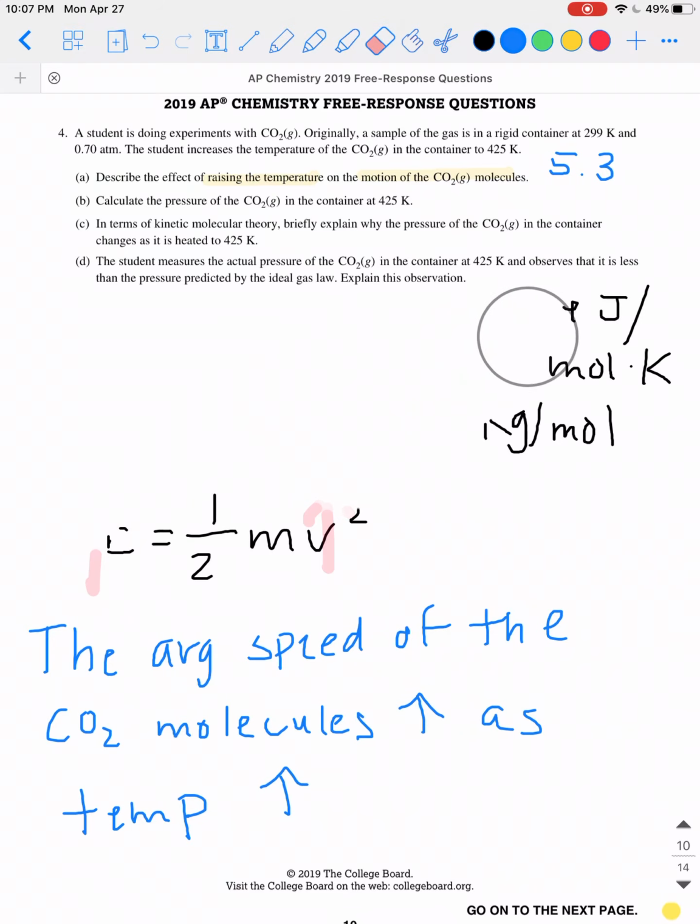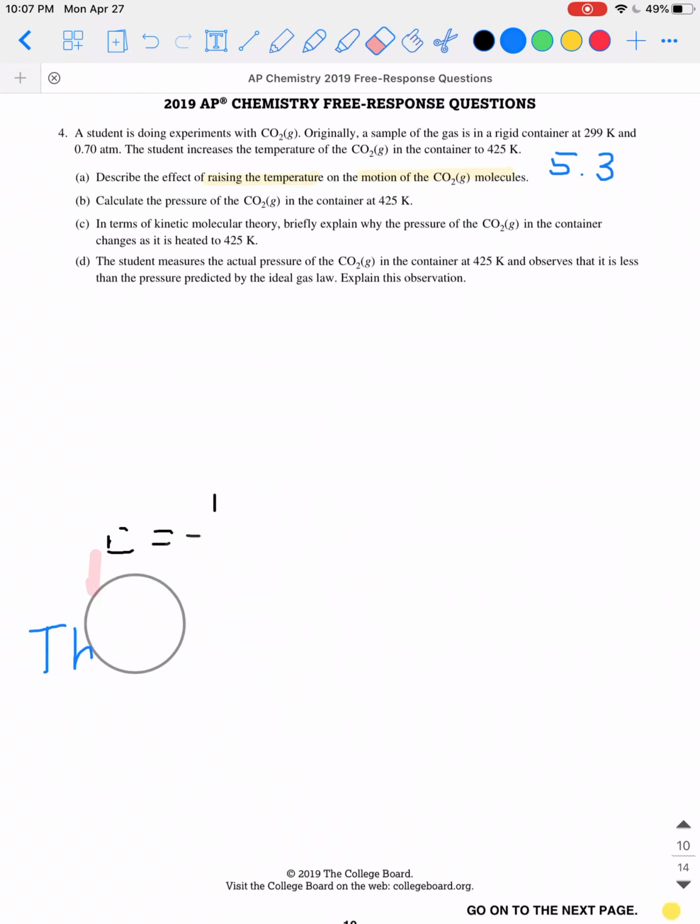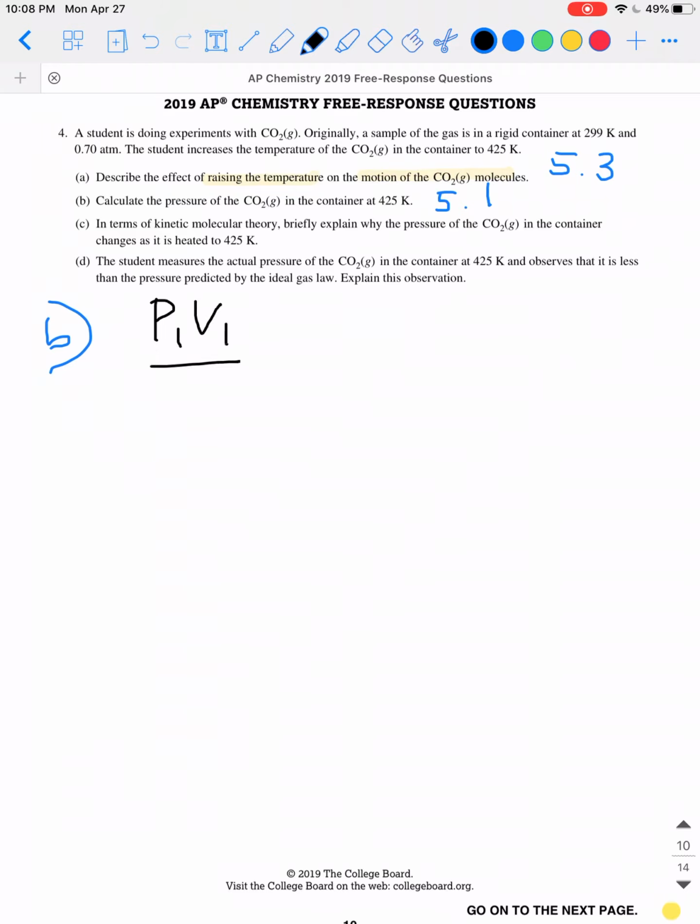Okay, so for part B, it says calculate the pressure of the CO2 in the container at 425 K. So for this question, we could use the different gas laws that we learned in 5.1. So if you remember, the combined gas law gives you the majority of them, which is P1 V1 over T1 equals P2 V2 over T2.